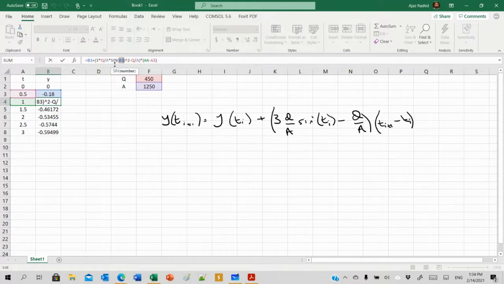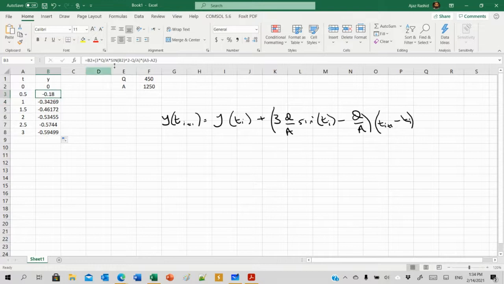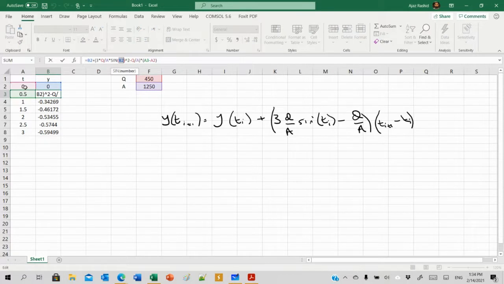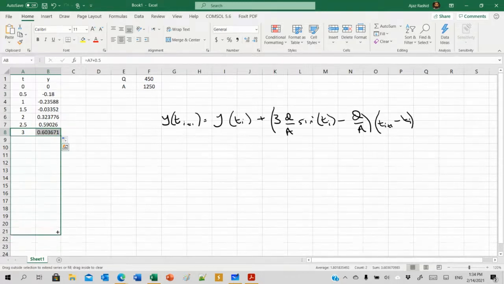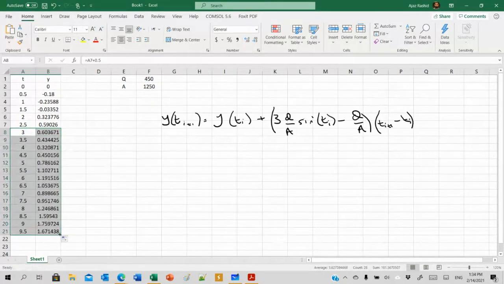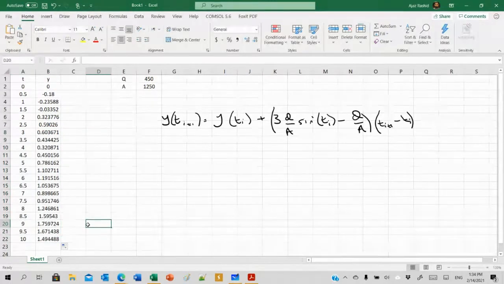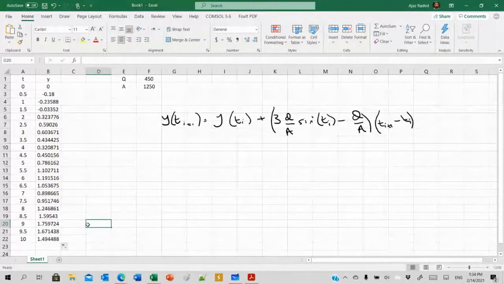I'll just correct this, maybe I'll correct it here. I put here the y value, it is supposed to be the time value. We need to go up to time 10. So there you have it.